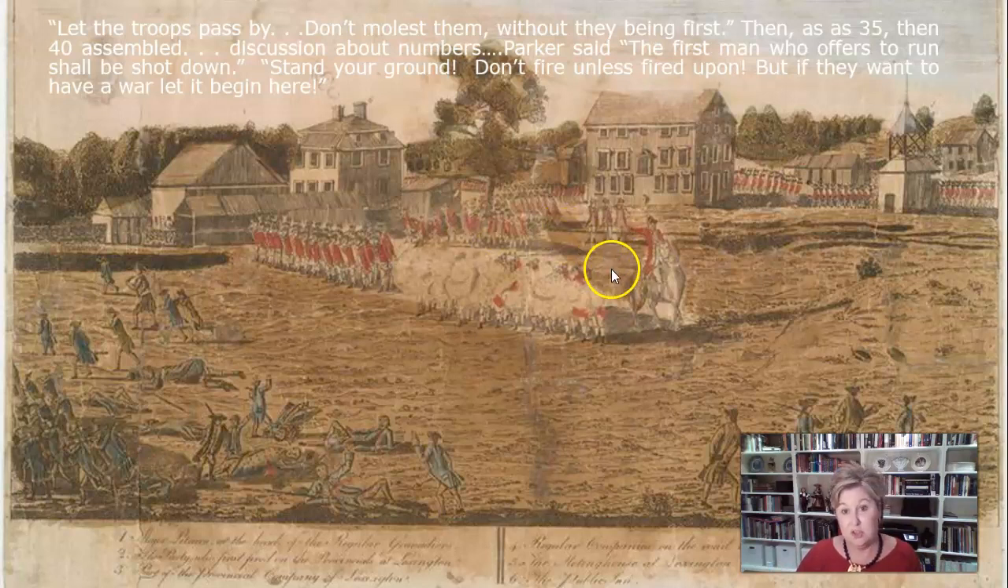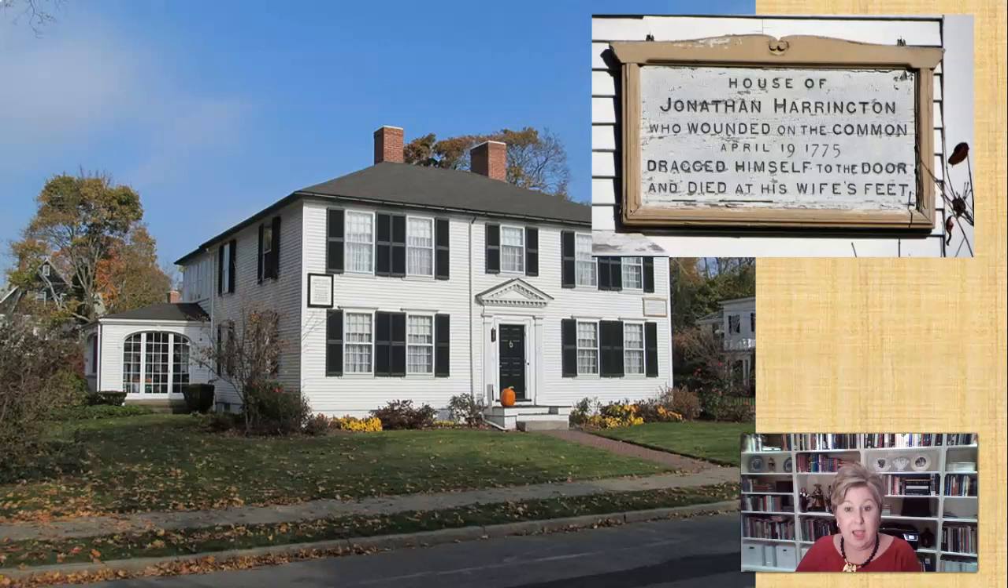An 8th man, Jonathan Harrington, struggled from the field, and his home literally butted right up to the common. So he crawled to his home, collapsing on the front doorsteps in the arms of his wife. Jonathan Harrington died right there on the steps of his home in the presence of his wife and his son.